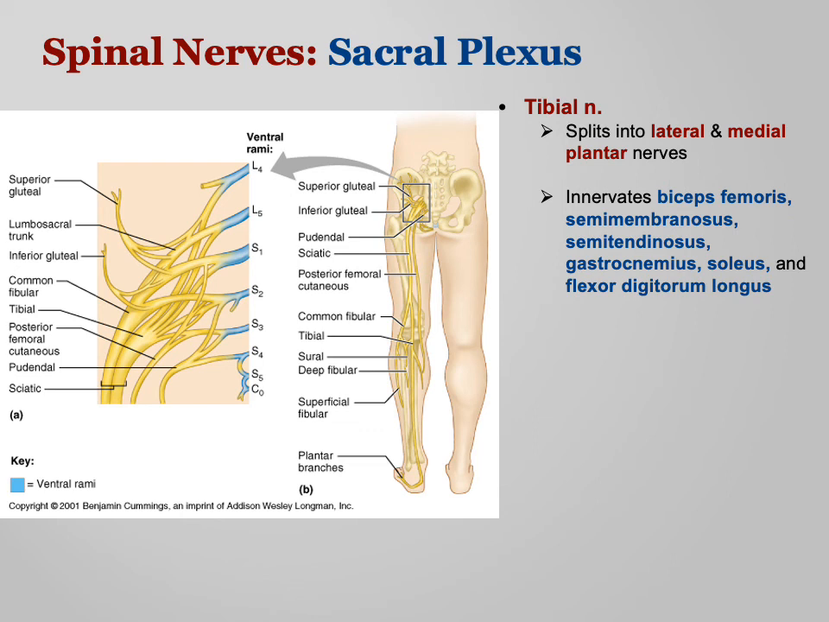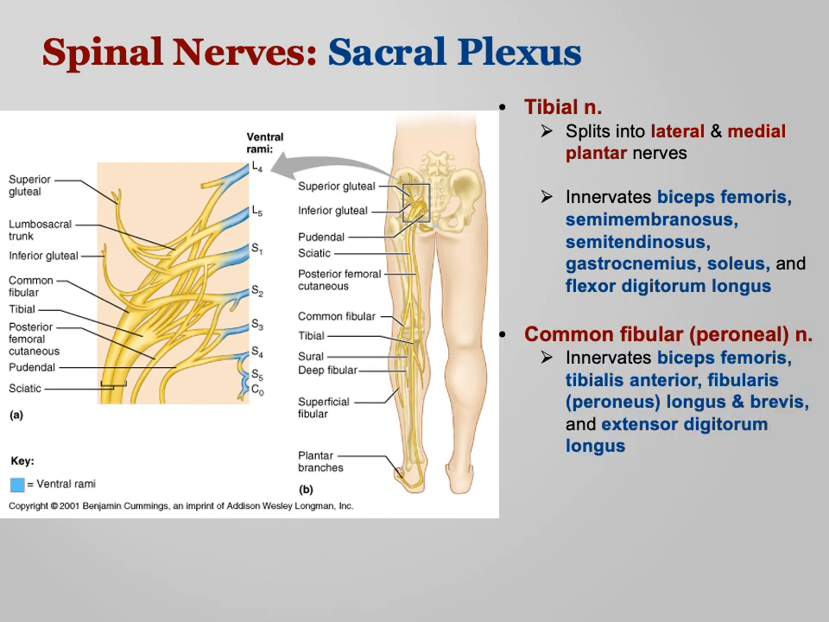Oh, jeez. The tibial nerve is posterior to the tibia, and that makes sense because that's where your gastrocs and your soleus are. They're back there. That's tibial nerve innervation. Common fibular wraps around the knee, goes to biceps femoris again, tibialis anterior, fibularis longus, fibularis brevis, extensor digitorum longus. Just know one of those, okay, and you'll be fine.